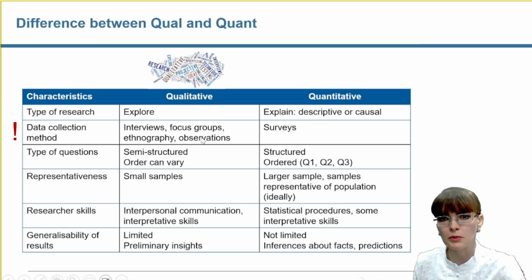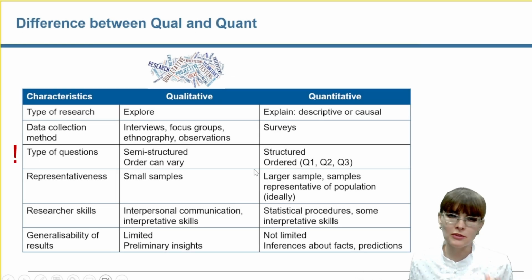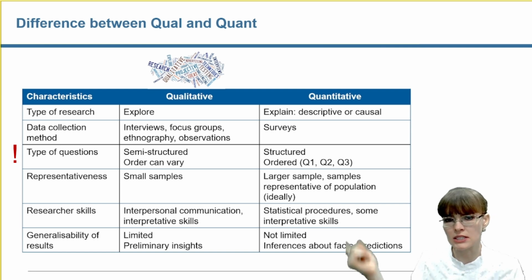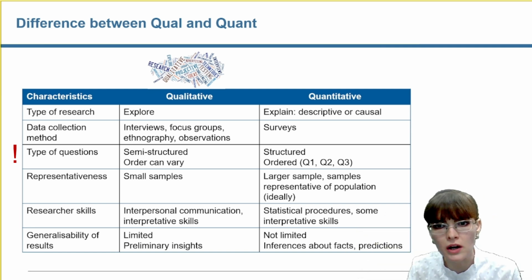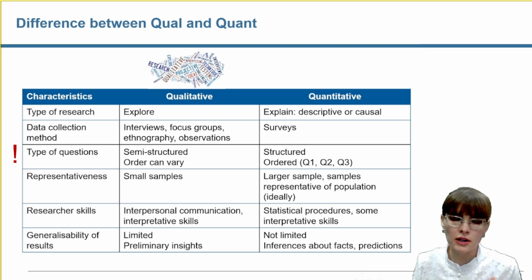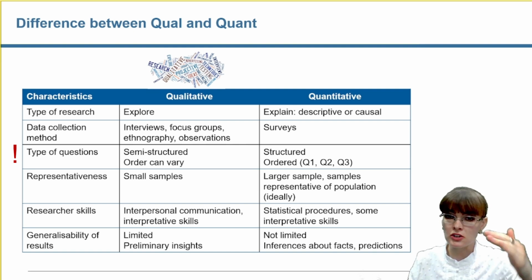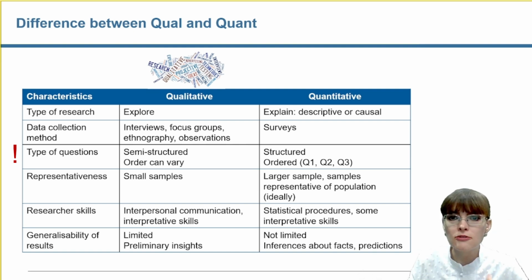Another difference between qual and quant is in the types of questions that we will be asking. Because with qual, we really want to have a deep dive, we want to explore. We have a semi-structured nature of questions during our interviews or focus groups. And we don't want to limit ourselves to very structured lists because we allow room for exploration or an understanding of different themes as they emerge during the conversation and observation. That's why the order of the questions can also vary.